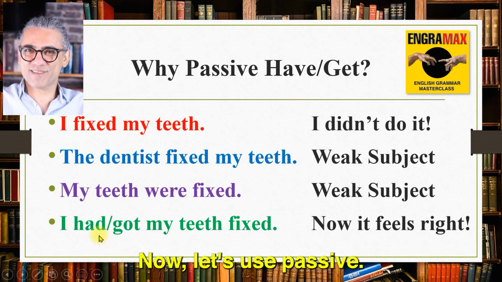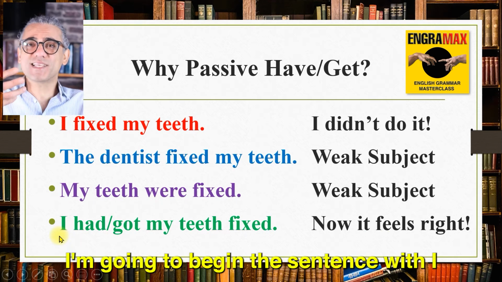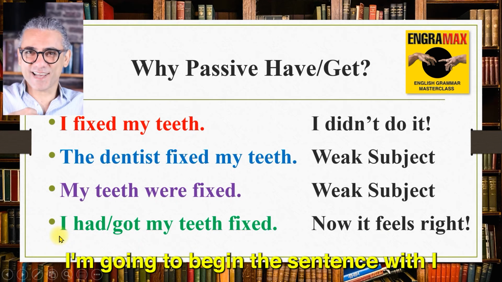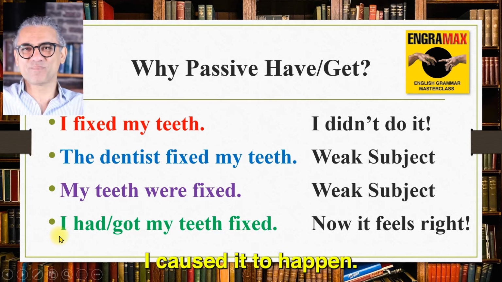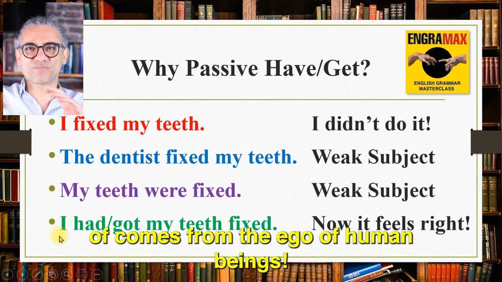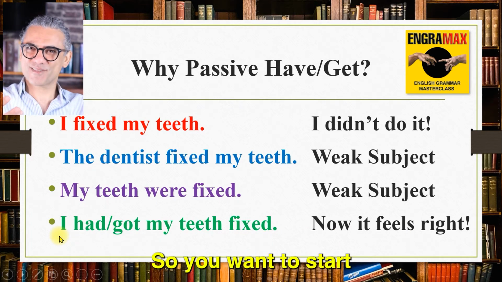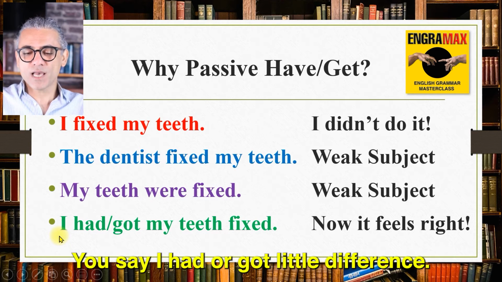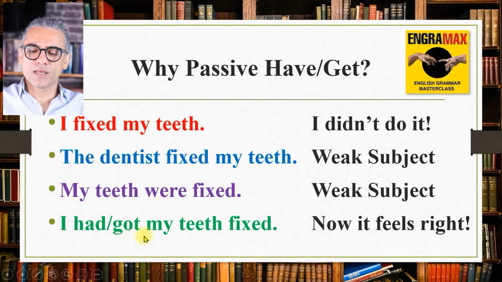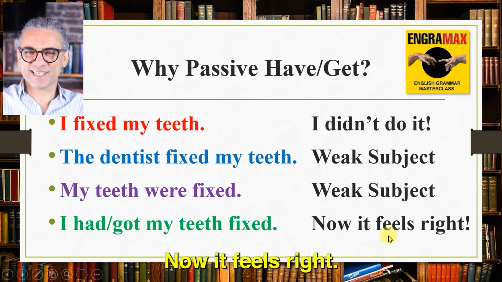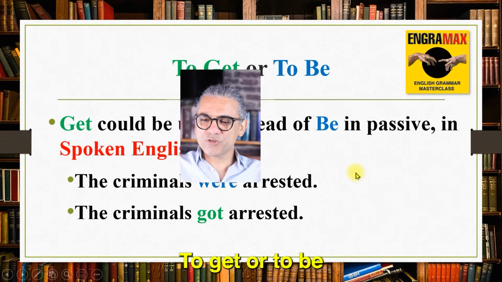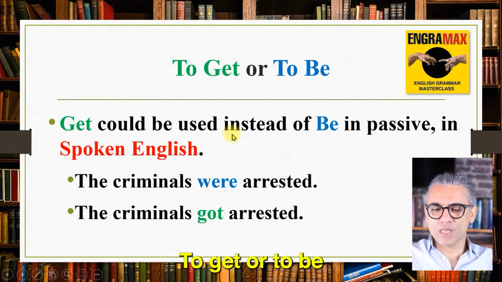Now, let's use passive with have or get. I want to begin the sentence with I, because I paid for it. I caused it to happen. It kind of comes from the ego of human beings. You want to start the sentence with yourself. You say, I had or got, little difference, my teeth, object, fixed. Now it feels right.